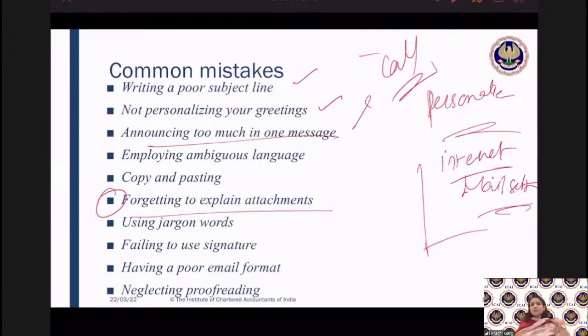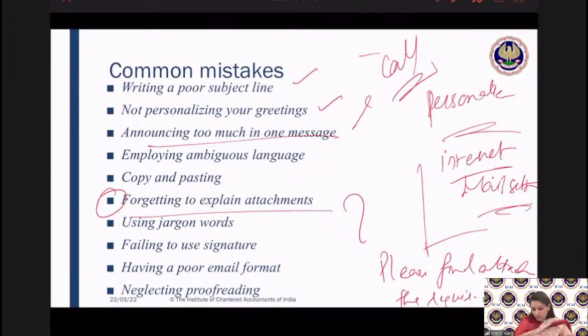Half of the time what happens is that we end up writing, please find attached the required documents. Now, in your body, whenever you think you're going to attach a few documents, please mention one line about the attachment. Please find attached my resume. Please find attached the documents required. Or you can simply say, please find attached, also after talking about the documents that you are attaching.